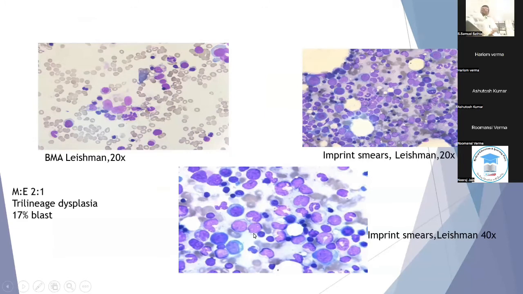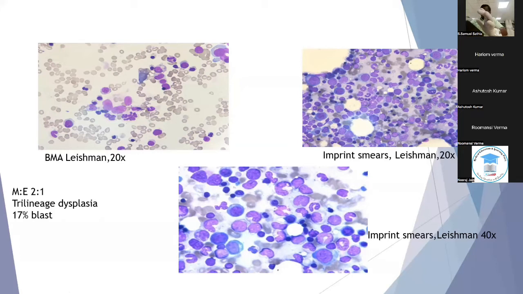In the imprint smears, clearly we can see the clustering of the blast cells, the dysgranulopoiesis, presence of the ringed nucleus, and the erythroid precursors showing the left shift. So clearly we can see that although this patient had peripheral cytopenia, the imprint and the aspirate were normocellular to slightly hypercellular. And it was associated with trilineage dysplasia and presence of 17% blasts when we did the 500 nucleated cell count. So by now we have an idea that we are dealing with myelodysplastic syndrome.